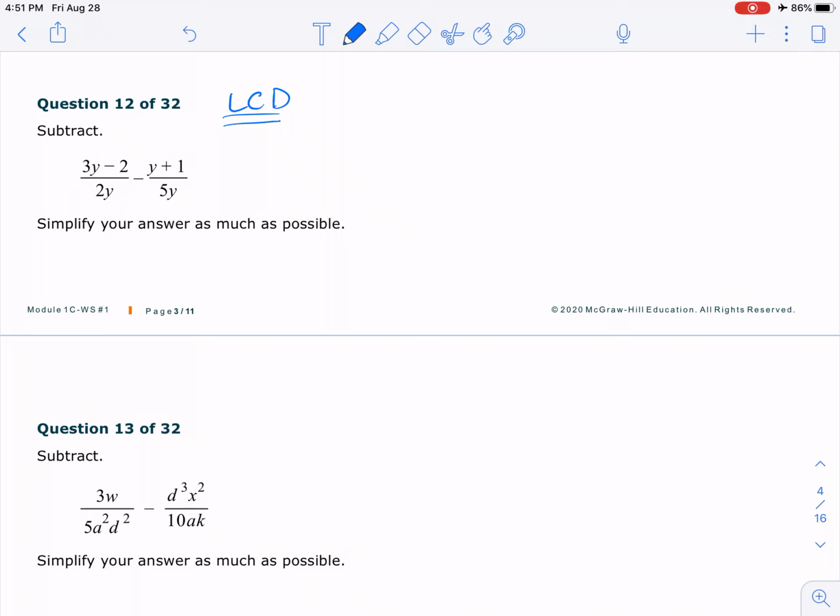So I'm going to multiply top and bottom by 5. And then for this one, we're missing a 2. That 2. So now I have the LCD, which is 10y. All right, so we simplify it. We get 15y minus 10 minus 2y minus 2. Don't forget we have the negative in front, so make sure you distribute the negative.